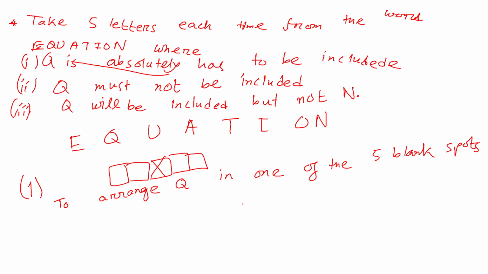I have just said that there are five blank spots, and you have to arrange the one letter Q in between these spots. Okay, how many ways can you do that? It's a very simple answer: 5. Five, right? But still I am not convinced with the answers you are giving me.